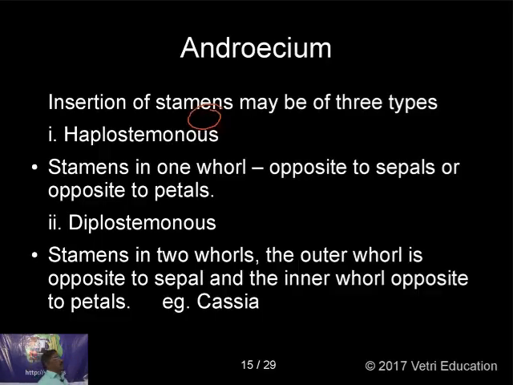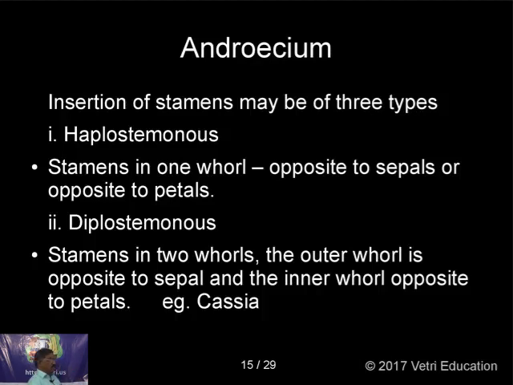The next one will have this androecium. Insertion of stamens may be of 3 types. That is, the arrangement of the stamens in the flower is of 3 types. One is called haplostemonous condition. Generally stamens in one whorl are attached opposite to the sepals or opposite to the petal. The second one is diplostemonous condition.